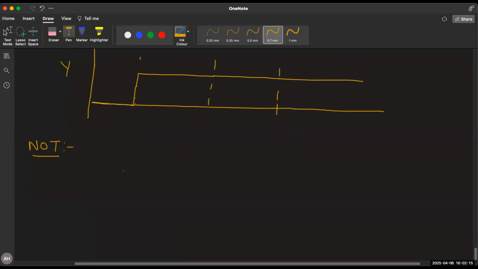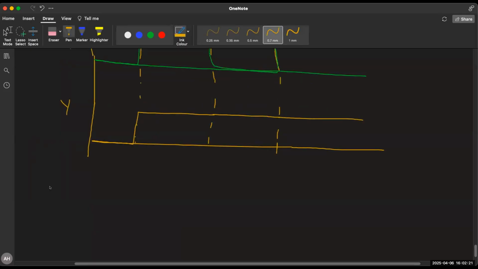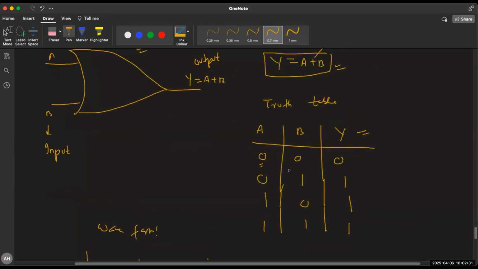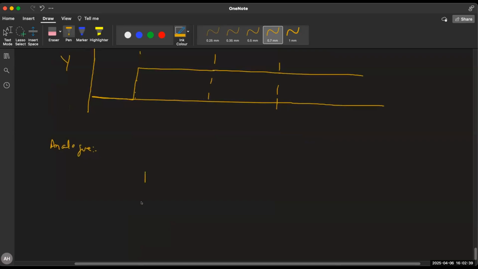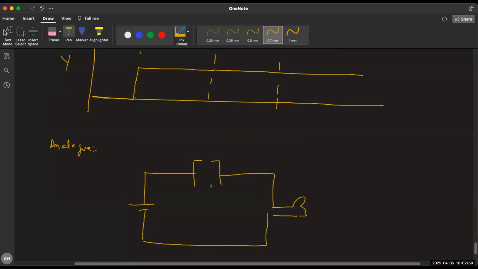After OR gate, we have NOT gate. But there is one more thing we can do, we can draw the analog circuit also for it. Analog circuit means using bulb and cell, we can make a circuit which follows this logic: if one of the switches is on, then your bulb will glow. So this is the cell. This is the bulb. And you connected two switches here. Both the switches are open.